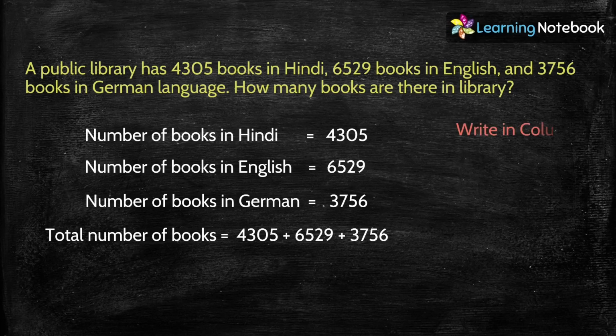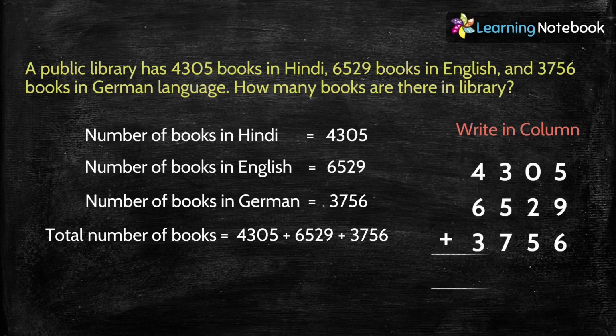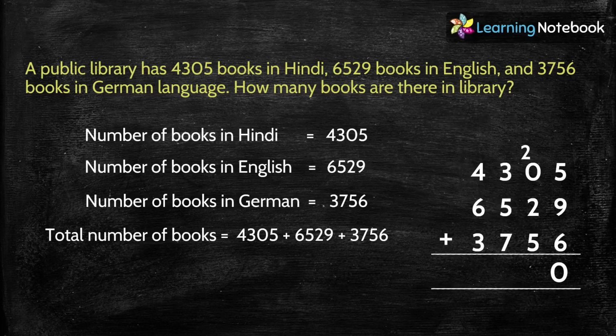So let's write them in column. Now add the digits at ones place first. 5 plus 9 plus 6 equals 20. So carry 2 to the tens place and 0 comes in the answer.